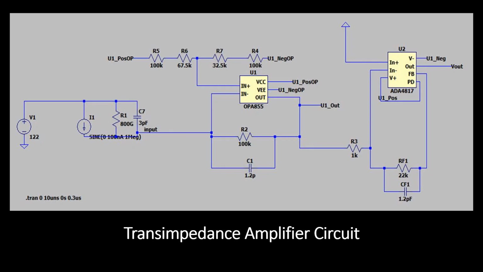And this is our transimpedance amplifier circuit. We symbolize the current coming from our photodiode as a sine wave here, and it is generated from our current source I1 on the left-hand side here. For our transimpedance amplifier, we use the OPA amplifier as our first stage, and that is used to convert the current into voltage. And for the second stage, we use the ADA amplifier, which is used to get the proper gain so we can read our output analog signal.